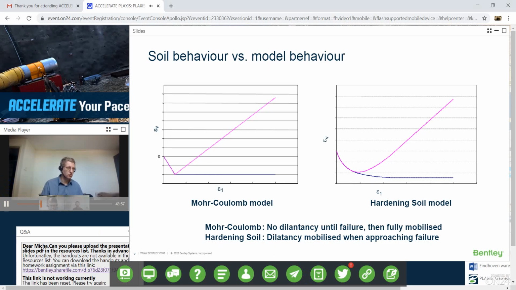This is when we get closer to failure, which is a more realistic behavior. I mean, soils don't suddenly change generally. There's no way that the soil has no dilatancy, and when I add a tiny bit of stress, it suddenly has full dilatancy.